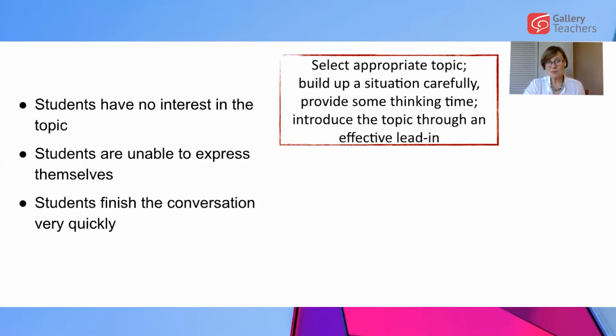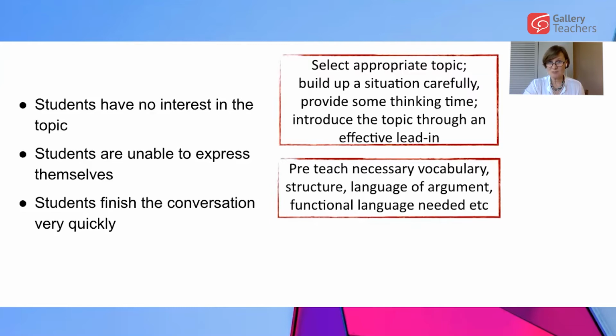Of course, if they are unable to express themselves, the problem is in language. And in this case, we need to work with language. So before we set up a speaking activity, we can pre-teach some necessary vocabulary, or we can pre-teach some structures, language of argument, functional language that they need for this particular activity, depending on the type of your speaking activity. You can easily create some sentence stems for the learners so that they can just follow them and feel confident while speaking.